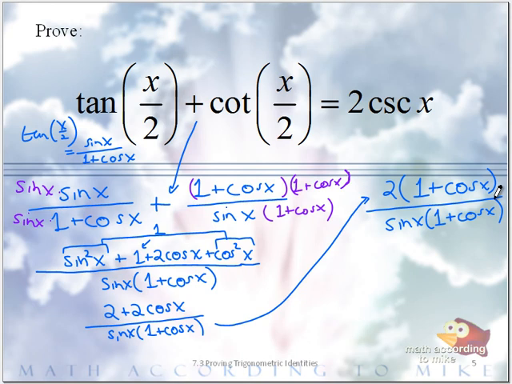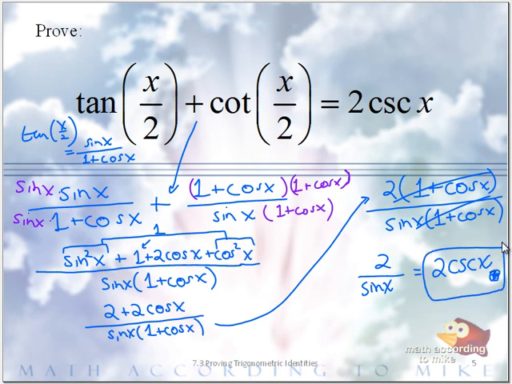Yeah, what happens to the 1 plus cosine of x? So we end up with 2 over the sine of x. Fantastic.